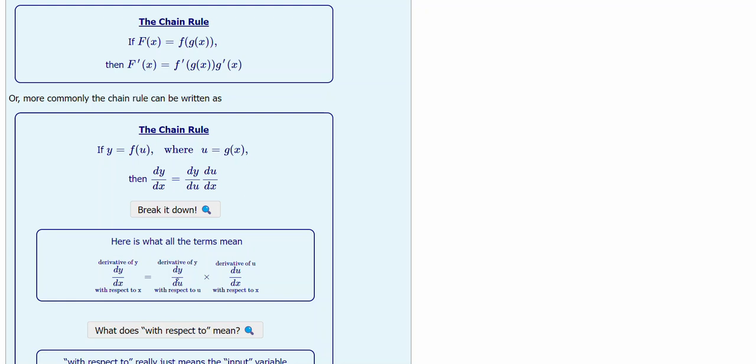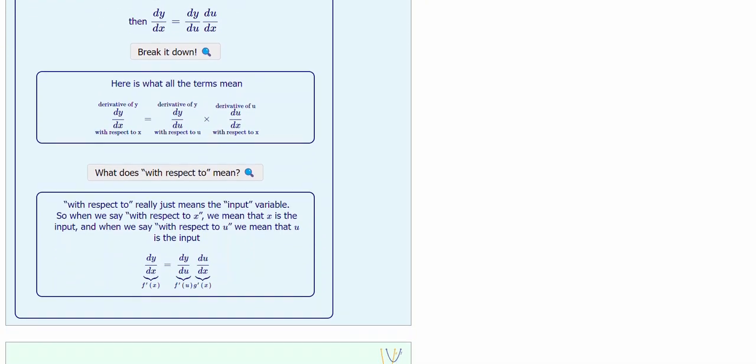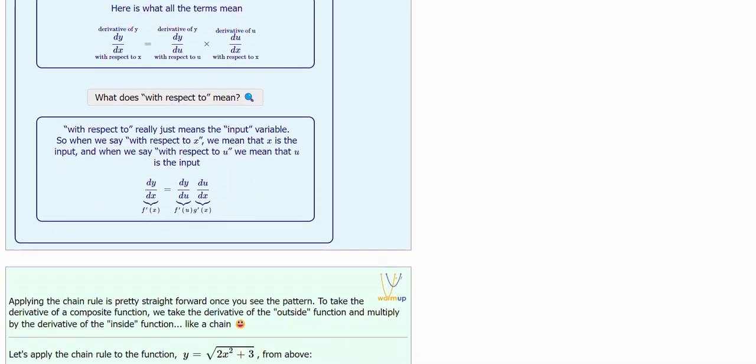Now this one, dy du. That's saying the derivative of y, but now u is my input, right? Because that is u. That is my u. And then the derivative of u with respect to x, well, that's this, because u is g. So it says g prime of x. So now x is my input. All right, I do promise that this will make more sense when we're actually doing it. So then, I kind of wrote that out on this one as well.